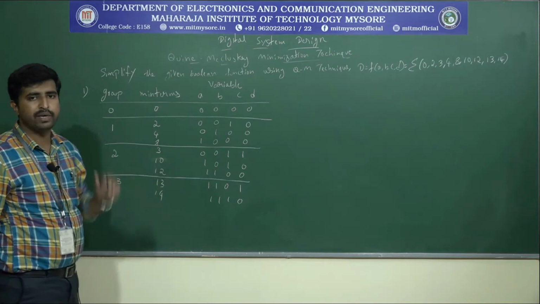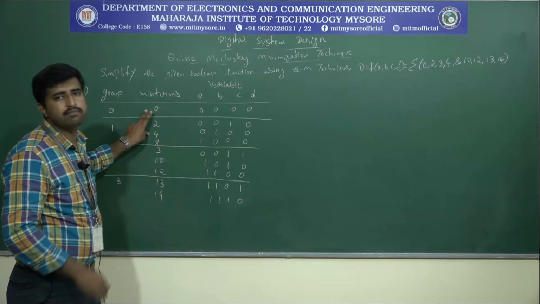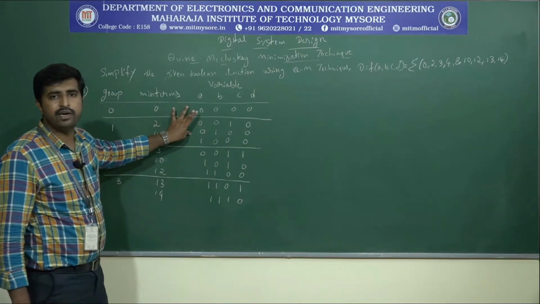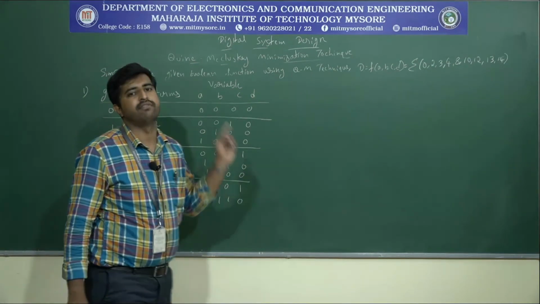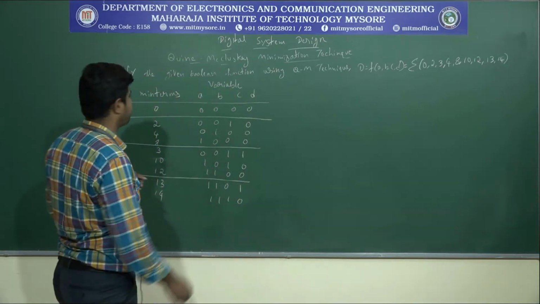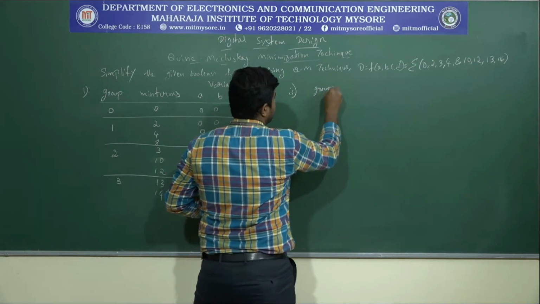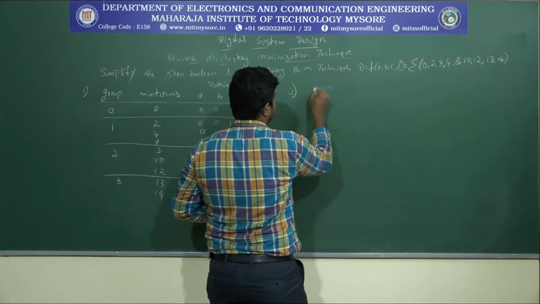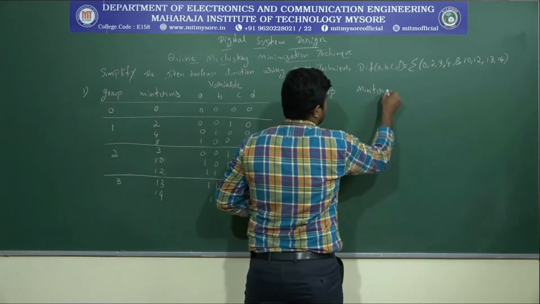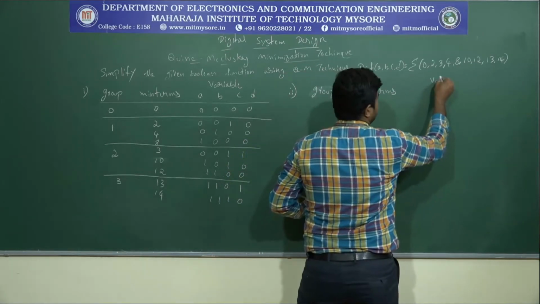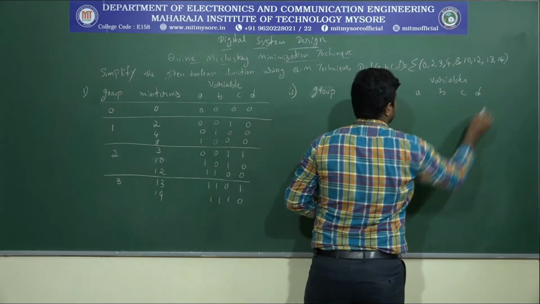Now we need to create table 2, where we group the minterms to form two-minterm groups. When grouping, the variables should match, and only one variable should differ. That is how we need to group. So let's create the table with the columns group, minterms, and variables.